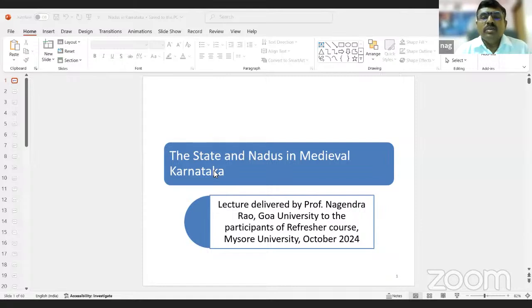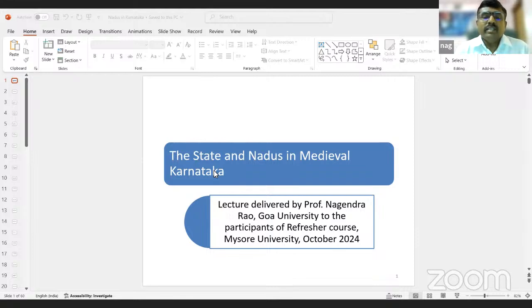As you know, today's topic is state and Nadus in medieval Karnataka. So I had some interest, because I have been teaching, and in fact I studied the Nadus also, the pet subject of Burton Stein.